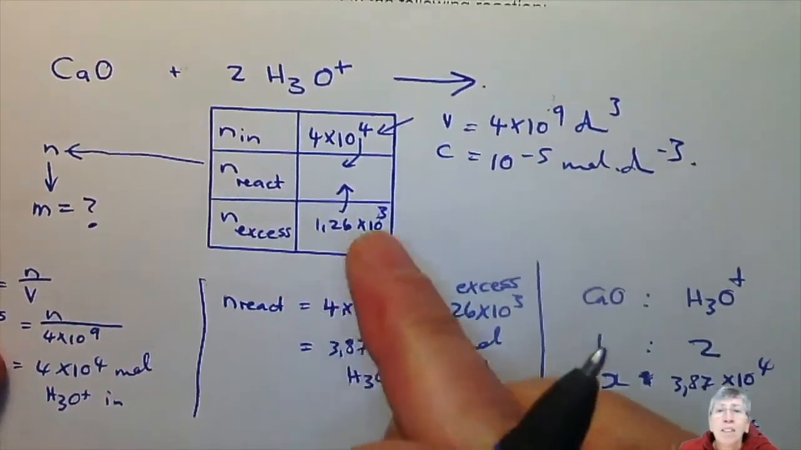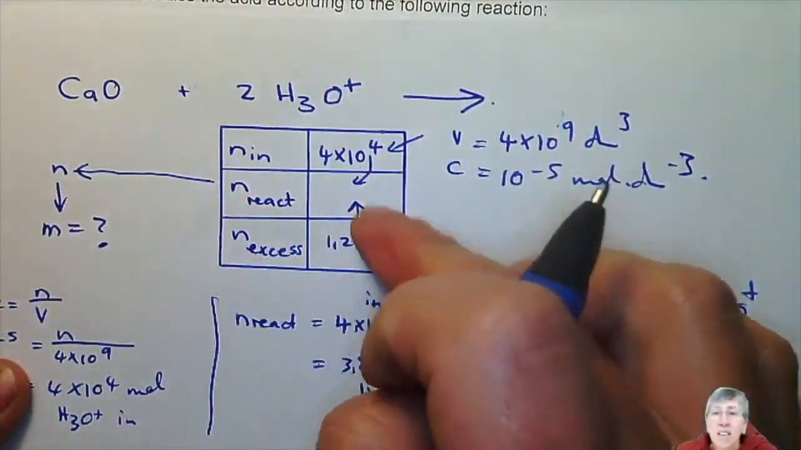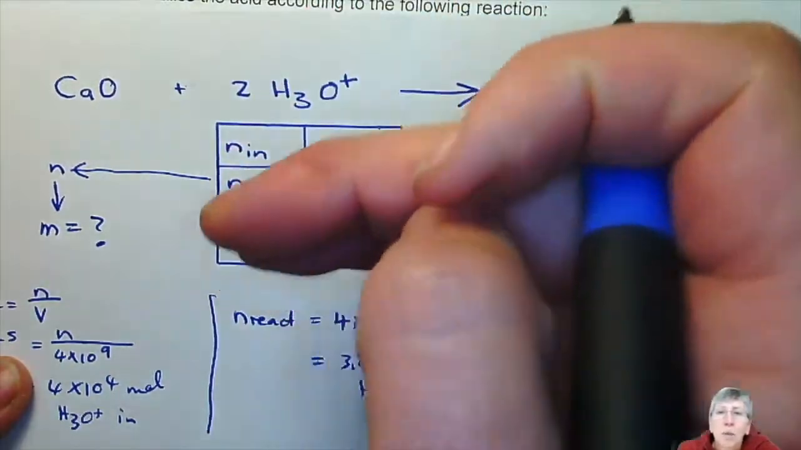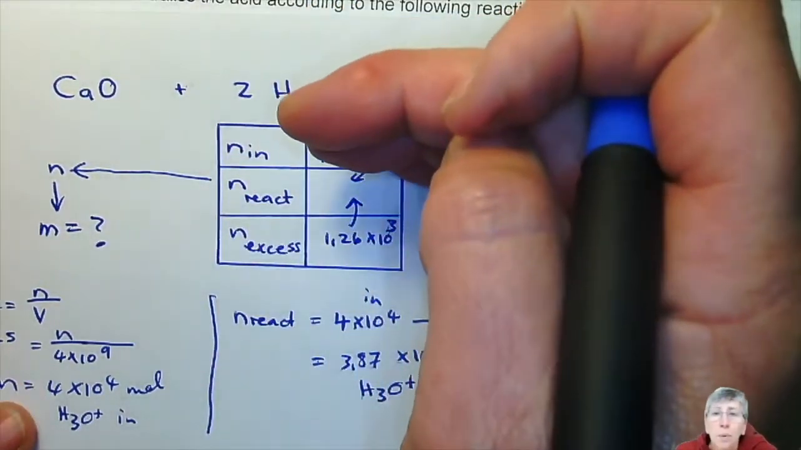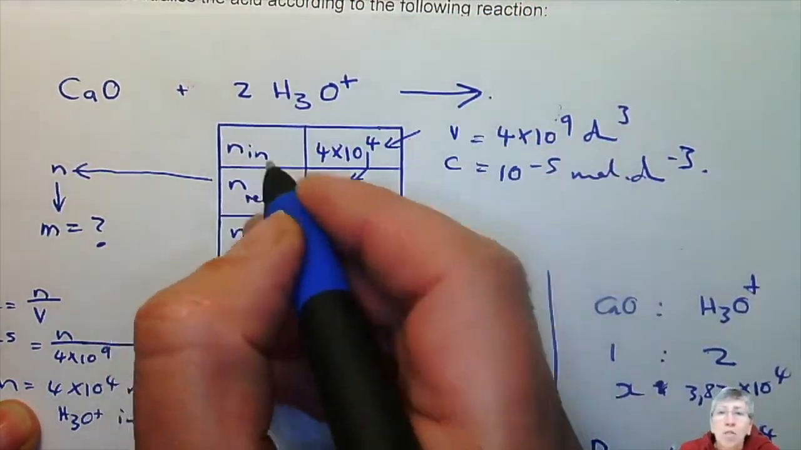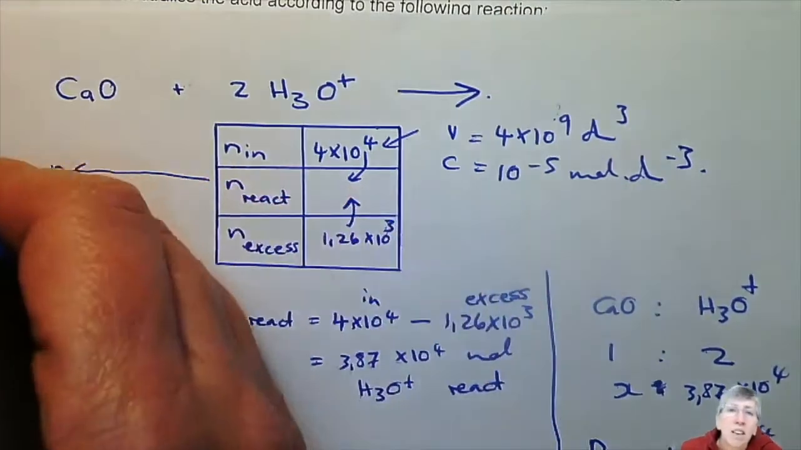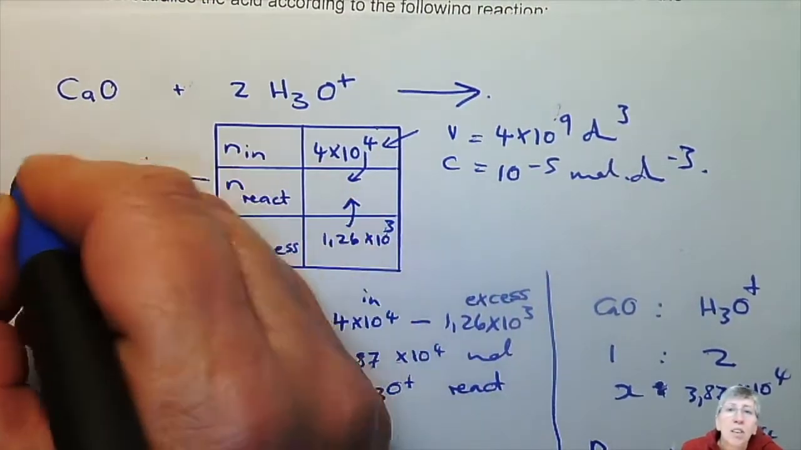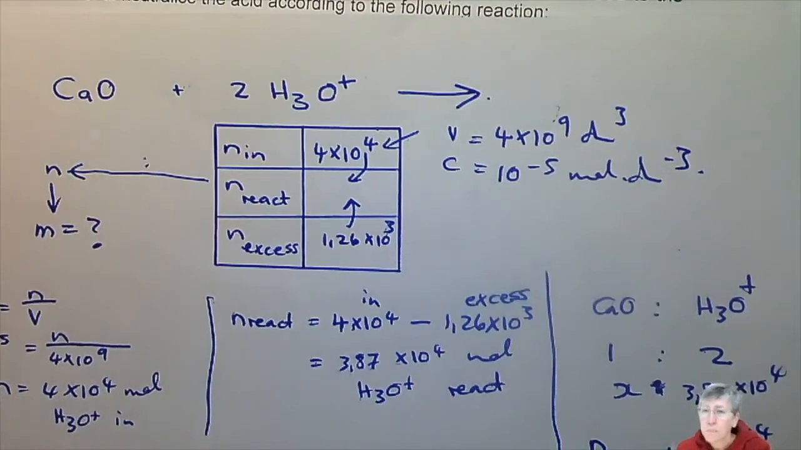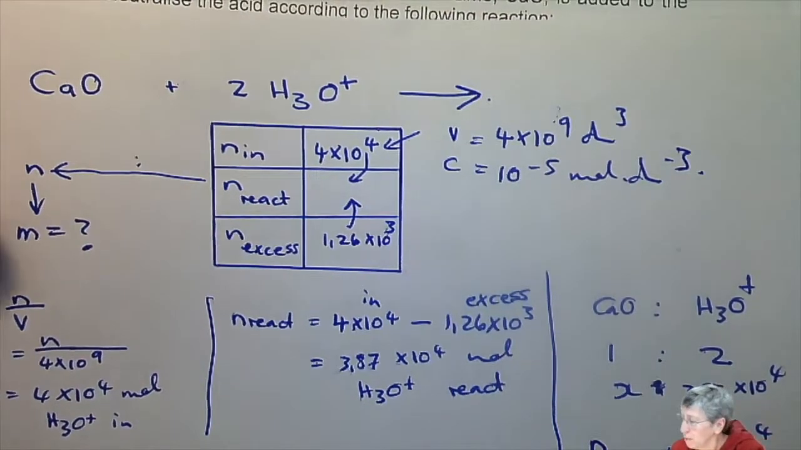Right, so the moment that you see something is in excess, be aware that you will need to subtract the excess from what you put in, in order to get the number of moles that reacted, so that that can give you, with the ratio, the number of moles of the calcium oxide. So guys, that was the first question.